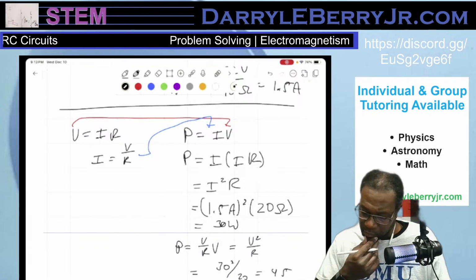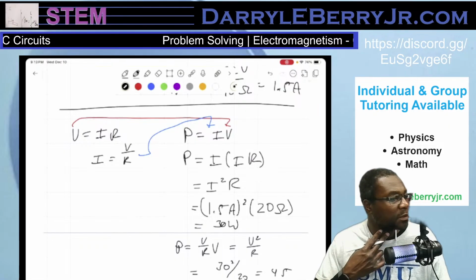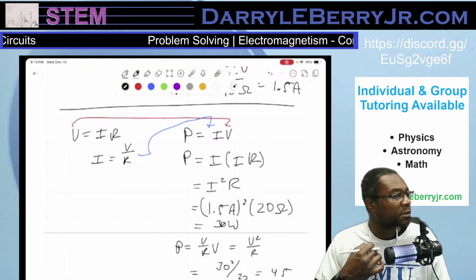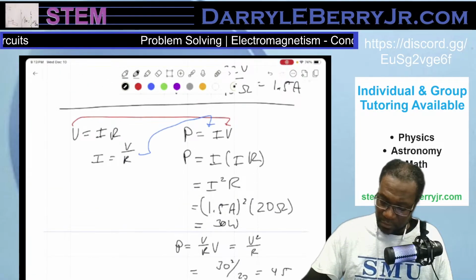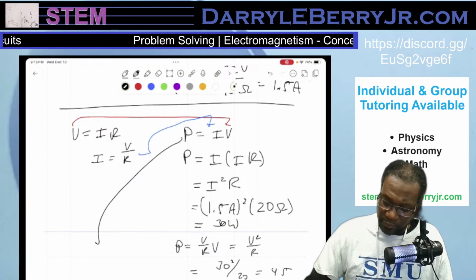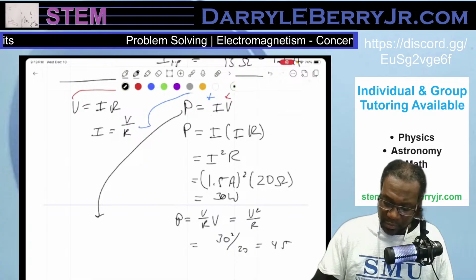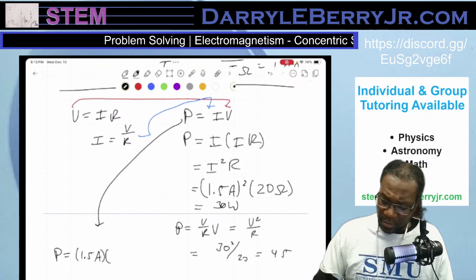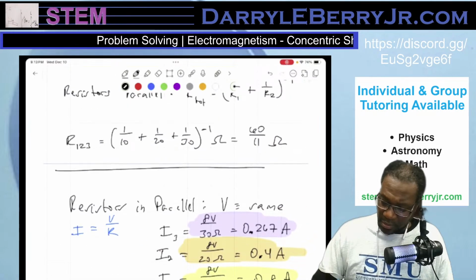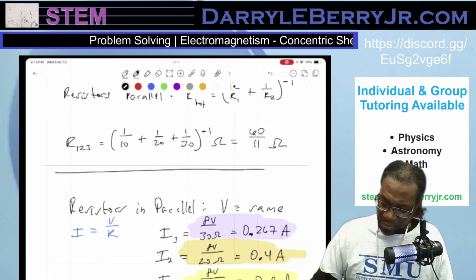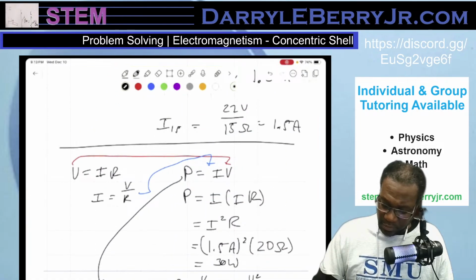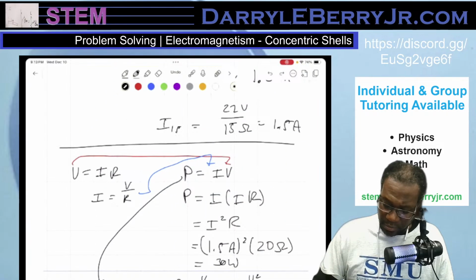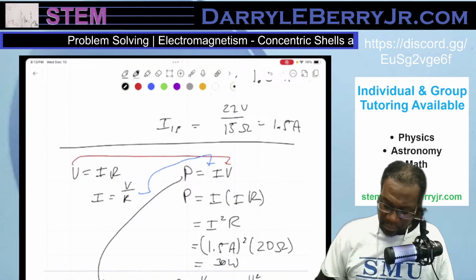It doesn't work. We try this directly. Let's see if we get the same answer. P equals IV. So P equals, we know the current is 1.5 and the voltage through the 20 ohm resistor is 8. Let's see what we get here. That'll be what?